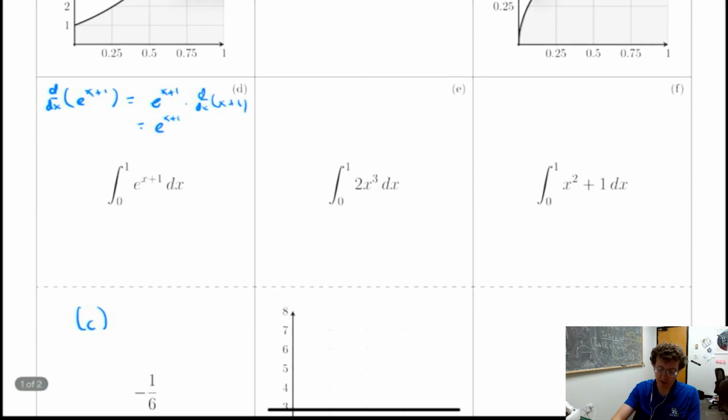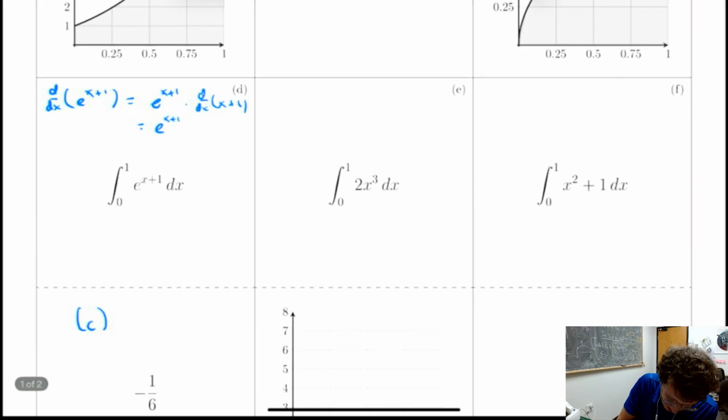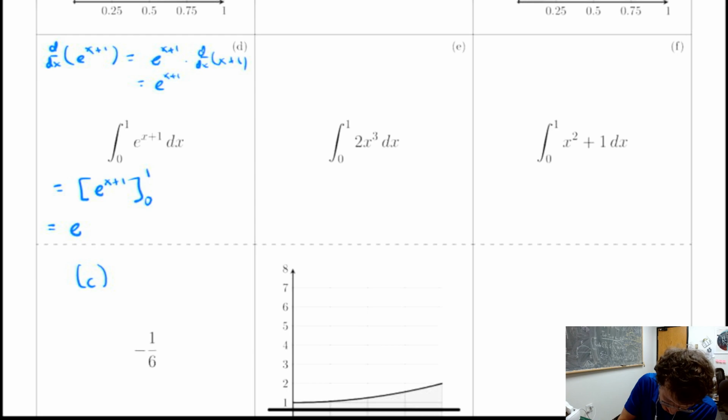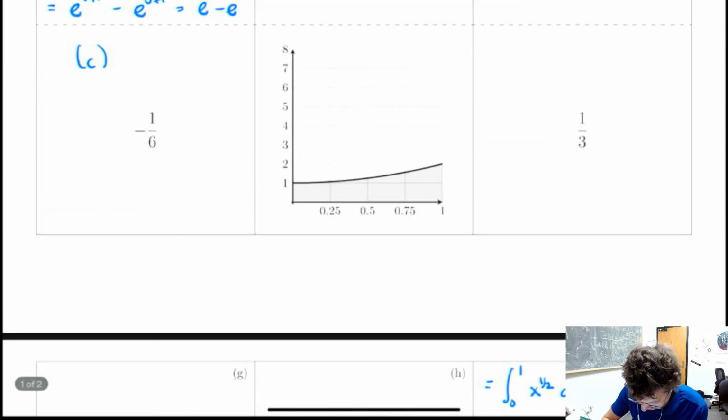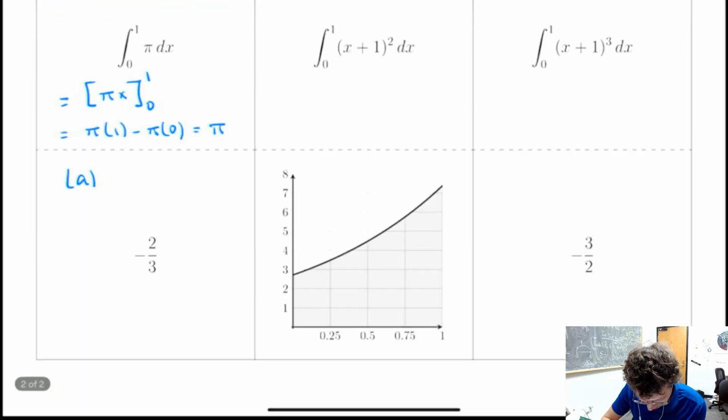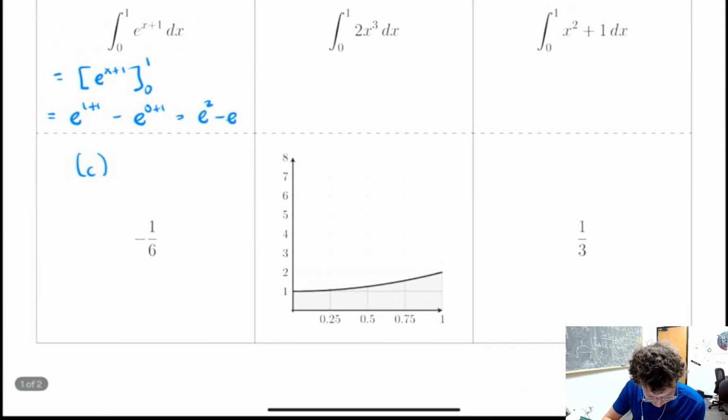Okay, I've talked about this problem for way too long, so let's move on. The antiderivative is e to the x plus 1. I evaluate it from 0 to 1, and I get e squared minus e. I don't think e squared minus e appears on any of these dominoes. No, it doesn't. So maybe I'm looking for the graph.